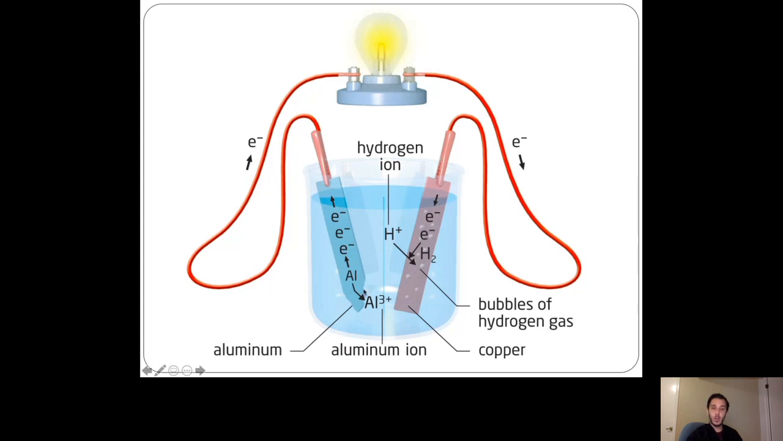So on one electrode, you'll witness decay. On the other, you'll notice bubbles. And that whole process is to make electrons move from one metal to the other. And their motion is what causes the power in the light bulb, causes enough energy in the light bulb to turn it on.